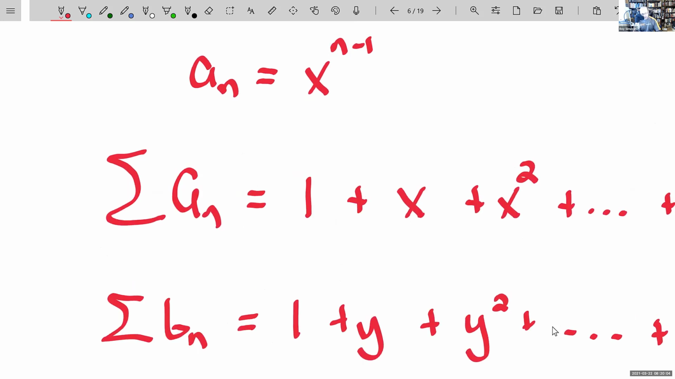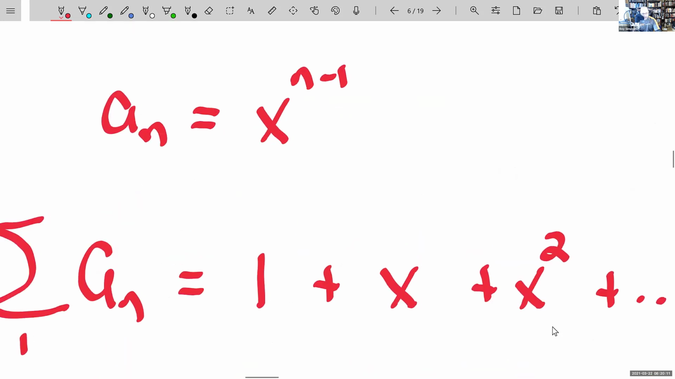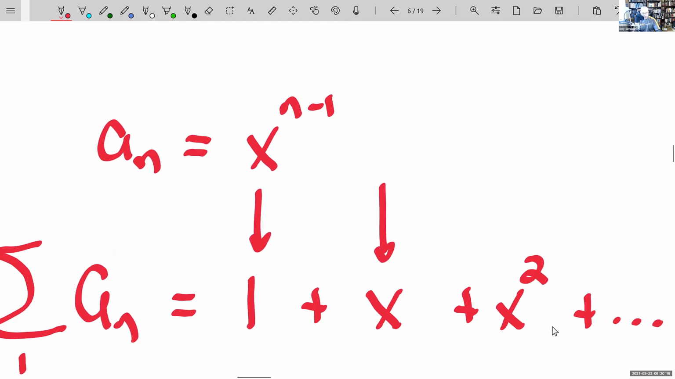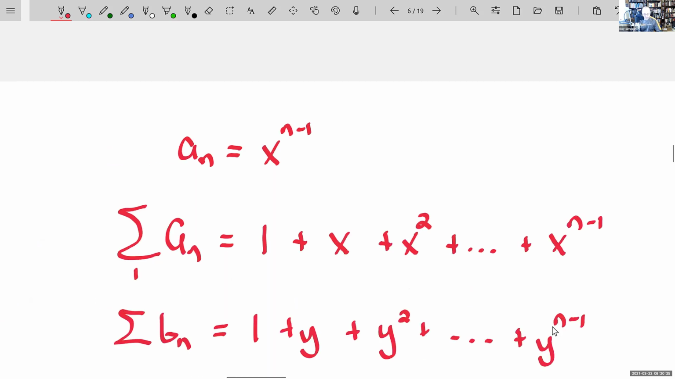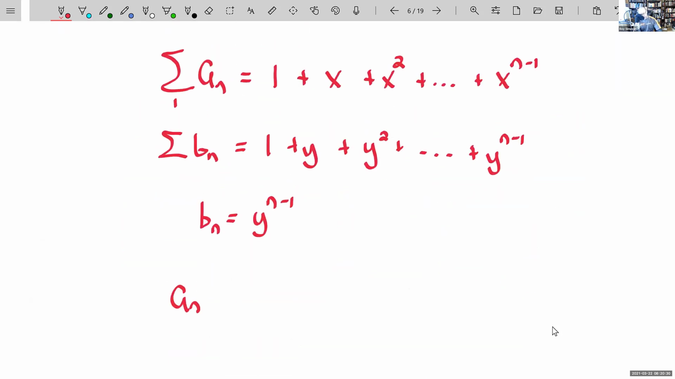If we say the series is starting at 1, then a sub 1 is x to the 1 minus 1, or x to the 0th, which is 1. A sub 2 is x to the 2 minus 1, which is x to the 1st. A sub 3 is x to the 3 minus 1, which is x squared, and so on and so forth. That's why I'm saying this. Now notice a sub n times b sub n.